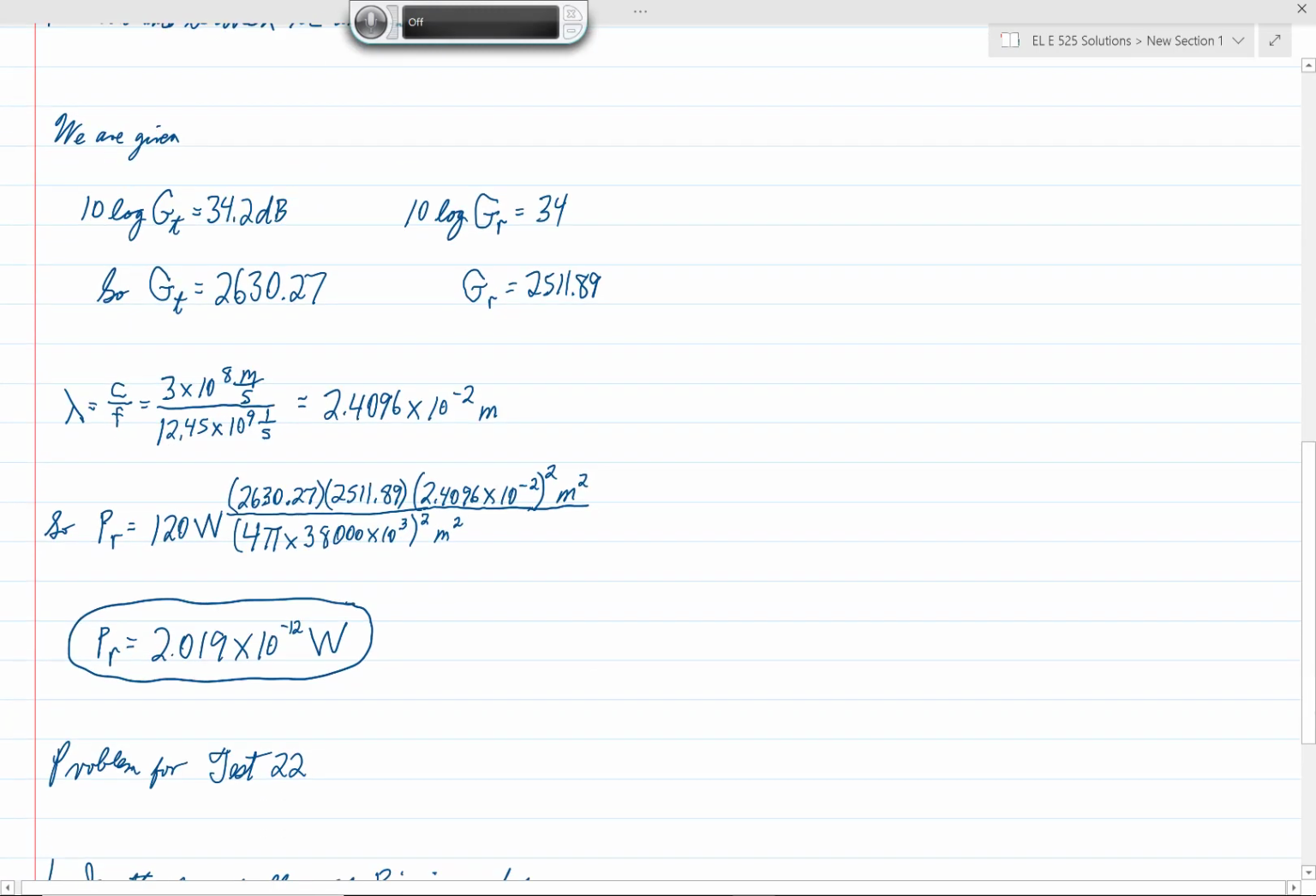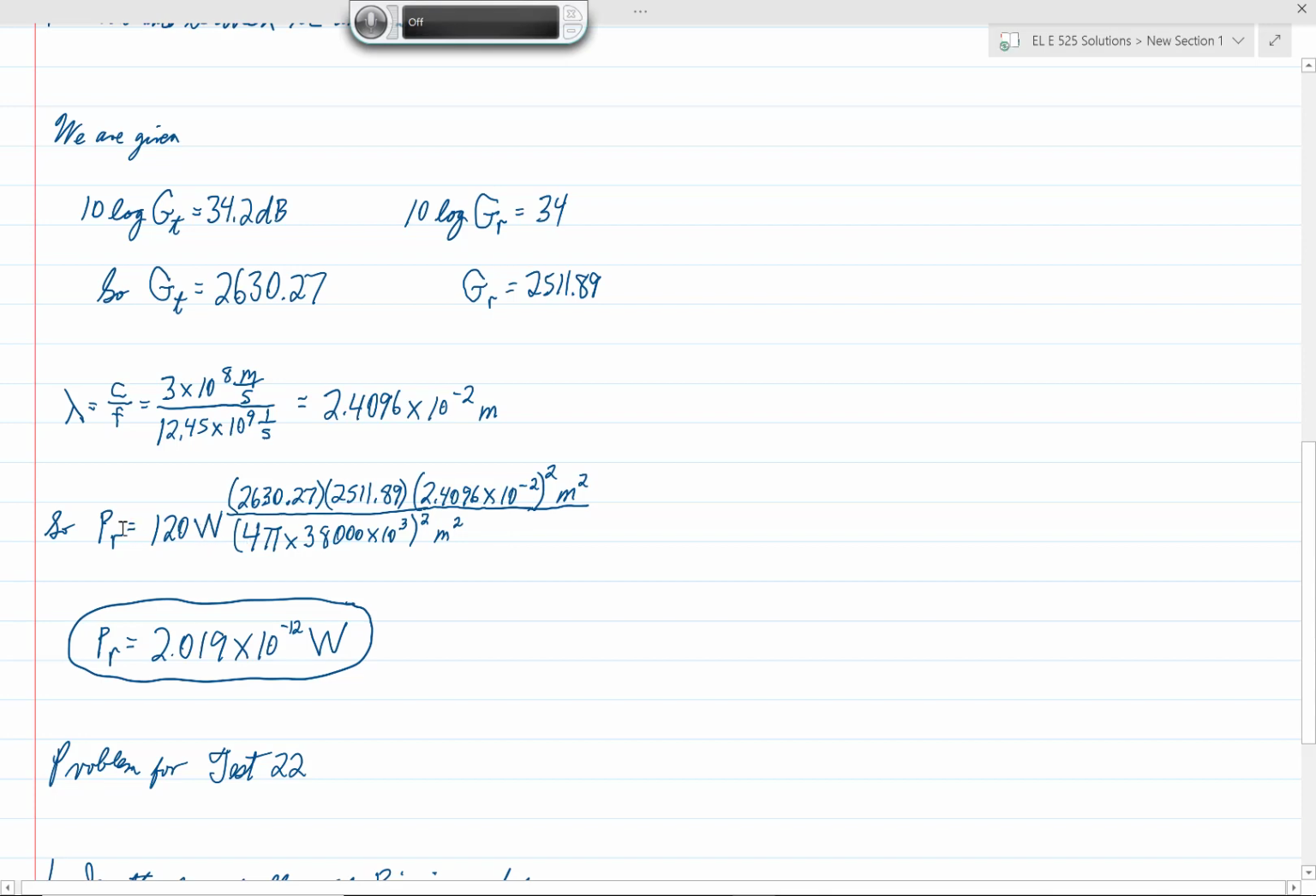And then another thing to caution you about is that remember that R is 38,000 kilometers. So you have 38,000 here, and then 10 to the third power, because it's 10 to the third for the kilo part of kilometer. So you need to include that as well. And then you will have meters squared coming out and meters squared up here. So those will cancel, and then you'll be left with just this unit, watts, which is what we want for this problem.